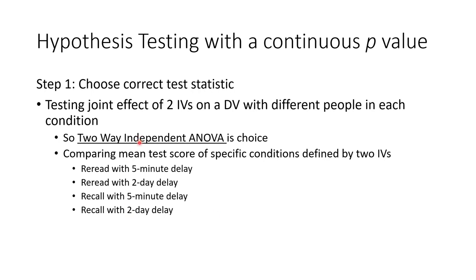And I say independent ANOVA because we have different people in the different conditions. There is also a two-factor ANOVA, or two-way ANOVA, where you could have the same people in the different conditions, and that would be a within or dependent ANOVA. We're just covering the independent ANOVA in this chapter. Specifically, in the scenario that we just talked about, we're comparing the mean test score of each of these different conditions.